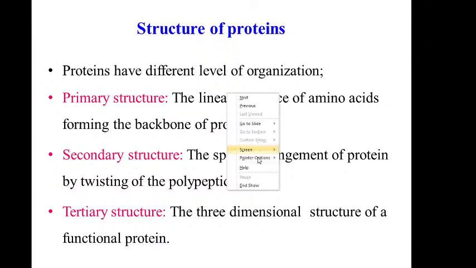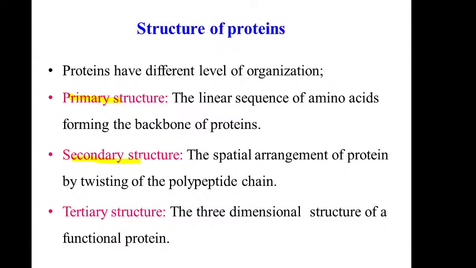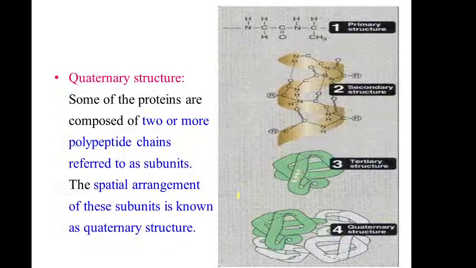This is the structure of protein. We have 3 different levels of organization of the proteins. We have primary structure, secondary structure and tertiary structure. So primary structure is a linear sequence of amino acids forming the backbone of the protein. The secondary structure is the spatial arrangement of protein by twisting of the polypeptide chain. Then we have the tertiary structure which consists of functional protein. And the last is the quaternary structure which will be definitely a little bit more complex than the previous ones. So in the quaternary structures we have 2 or more polypeptide chains which will join together.